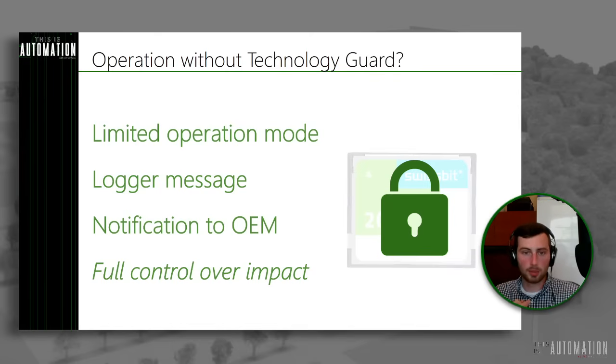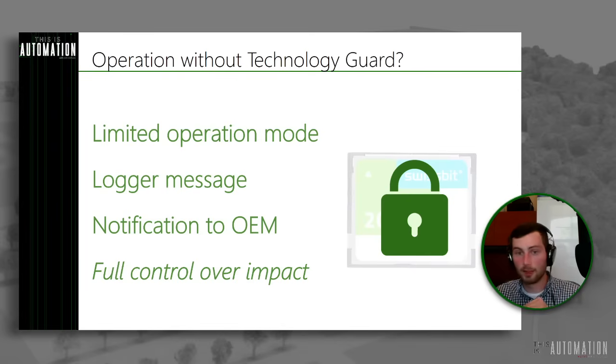You can implement a limited operation mode. Again, we mentioned this already. Maybe that Technology Guard is enabling full capacity of the machine, and without it, it only runs for a certain number of hours a day at full capacity, and then reduces down to 50% speed. All of the servo motion reduces down. Maybe it's just as simple as putting a message in the logger, a system level logger message.